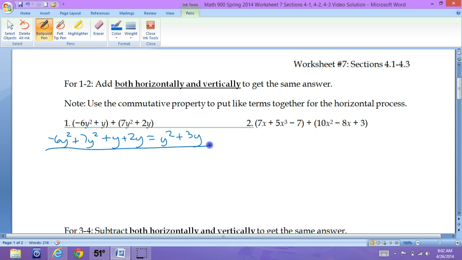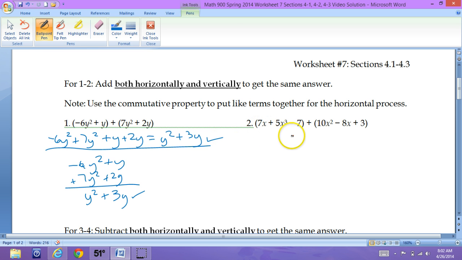Now if we were doing it vertically, that means putting them in columns with like terms above like terms. And this is more of your traditional addition style method, right, where the numbers are on top of each other. So negative 6y squared plus 7y squared is y squared, and then y plus 2y is 3y. So notice you should get the same answer. You're still adding the same terms.